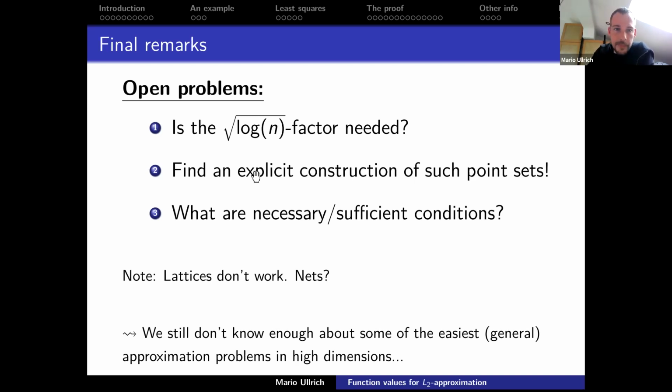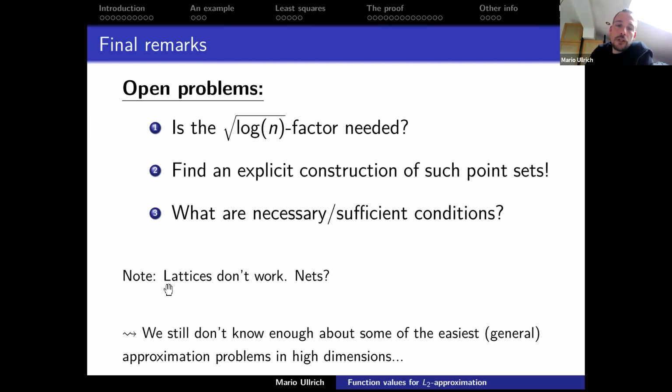Really, for these classes of mixed smoothness, this is a very challenging and will most likely be a long-standing open problem. If you have any ideas of such constructions that are not lattices and not nets, for nets it will also not work. I think it's not proven it will not work for nets. I'm very, very sure.